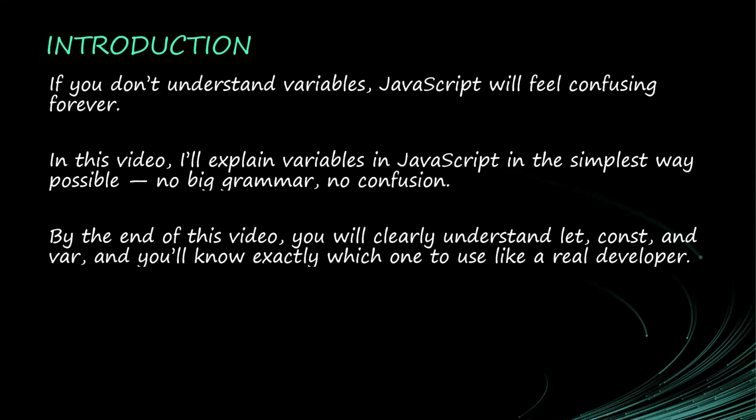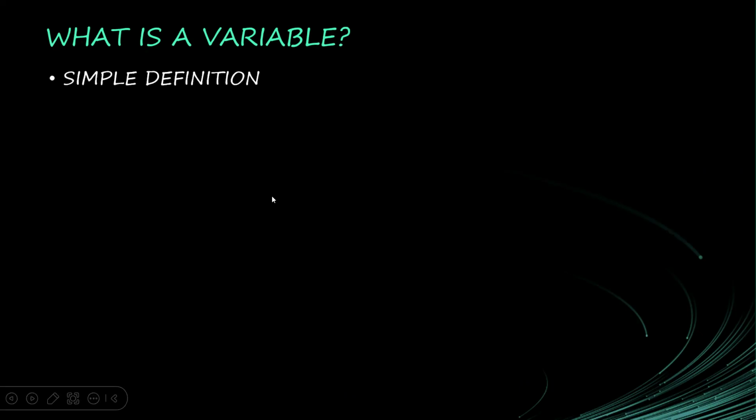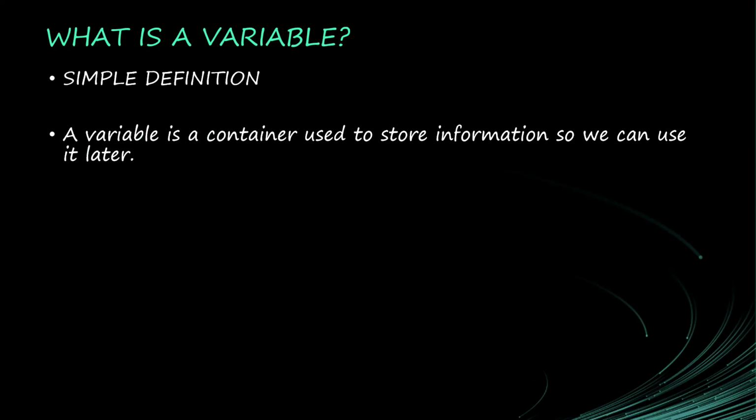By the end of this video, you will clearly understand the let keyword, the const keyword, and the var keyword, and you will know exactly which one to use like a real developer. So what is a variable? A variable is a container used to store information so we can use it later.